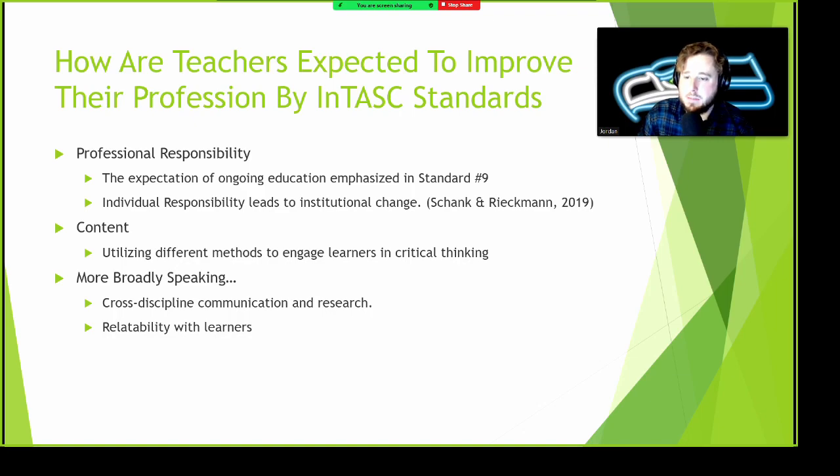The individual responsibility leads to institutional change. I cited this paper, but I think this paper was more about healthcare. But the ultimate, actually, I don't think it was about healthcare. Now that I can remember it, that was a different paper. But the individual responsibility leads to institutional change.